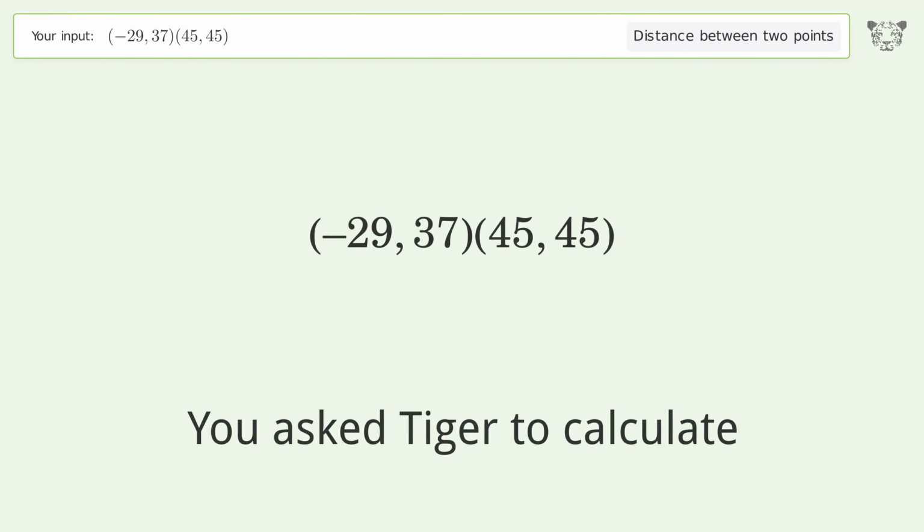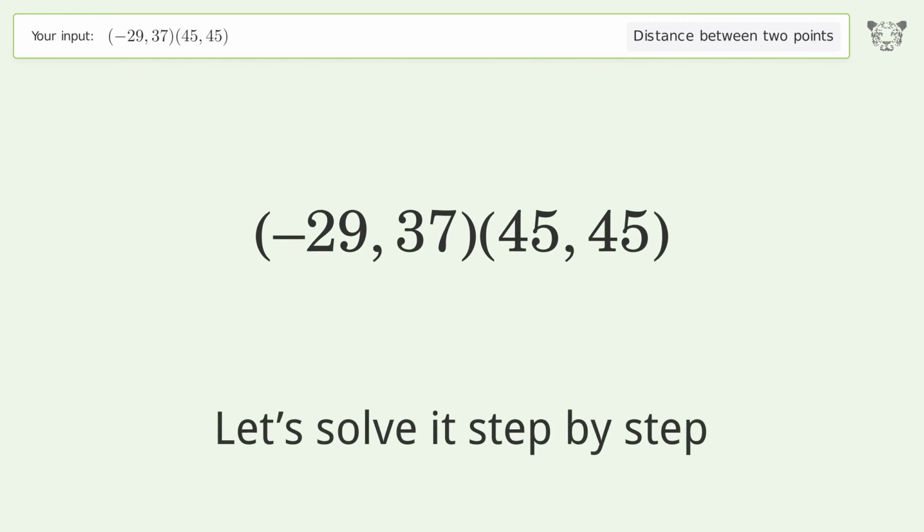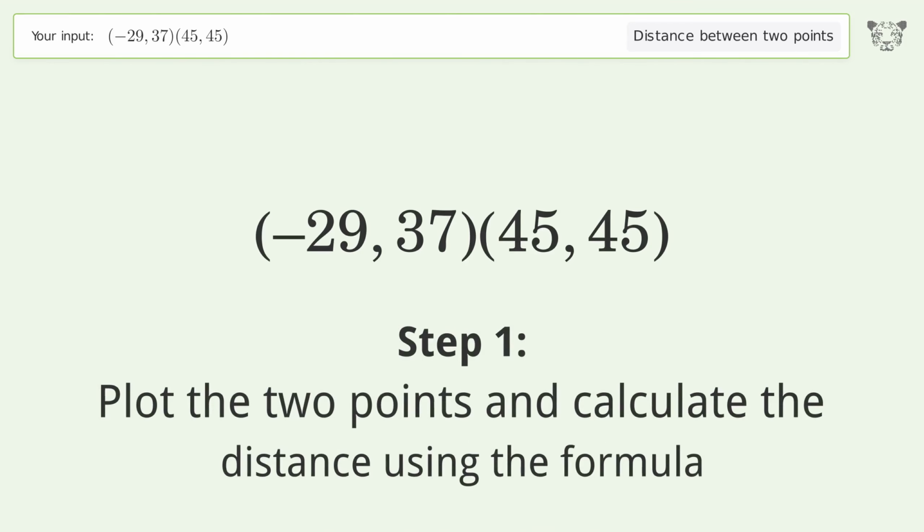You ask Tiger to calculate. This deals with the distance between 2 points. The distance between the 2 points is the square root of 5,540, or 74.431. Let's solve it step by step. Plot the 2 points and calculate the distance using the formula.